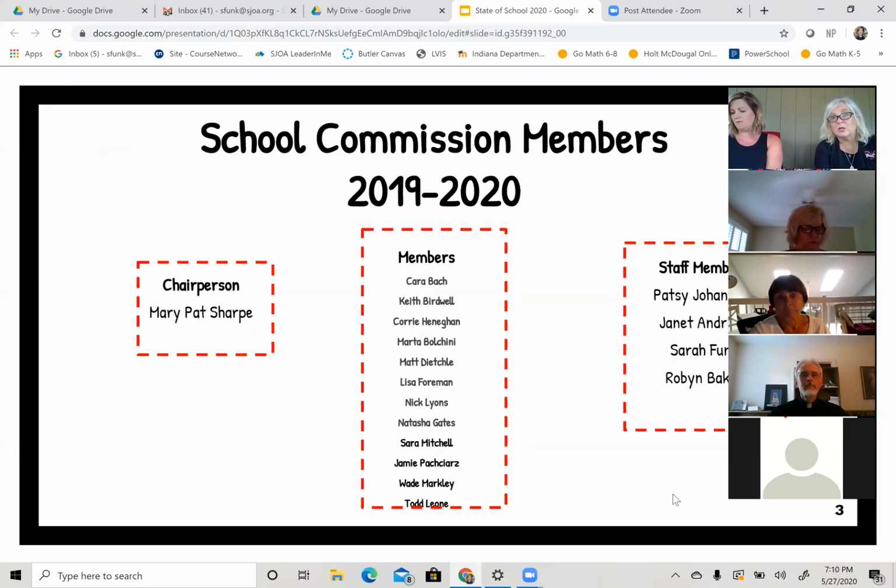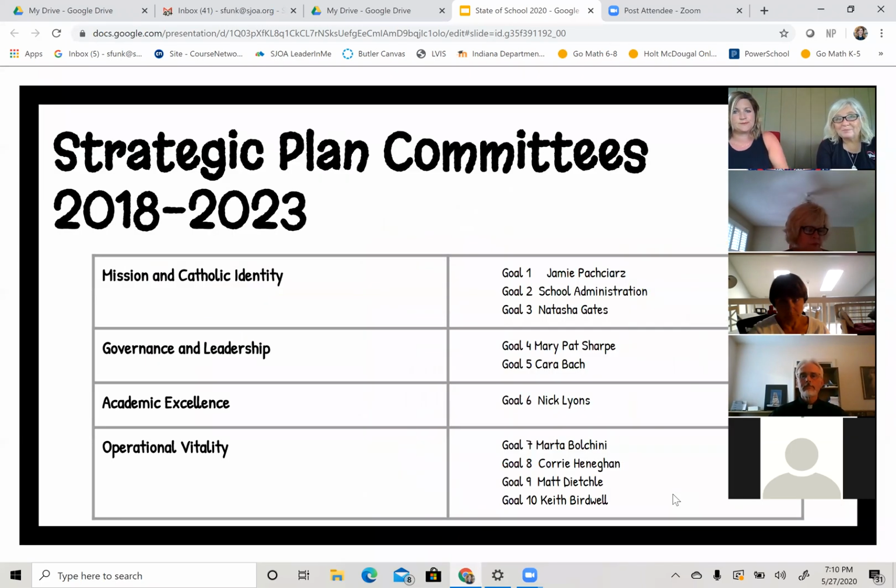This is just a list of our school commission members. We are indebted to the way under Mary Pat's leadership they've come together over the past couple years to really get an actual working strategic plan and to really support the actual work that's going on in the school. There's a direct correlation between things that happen on school commission and how they are reflected in the school, and vice versa. So that's very exciting.